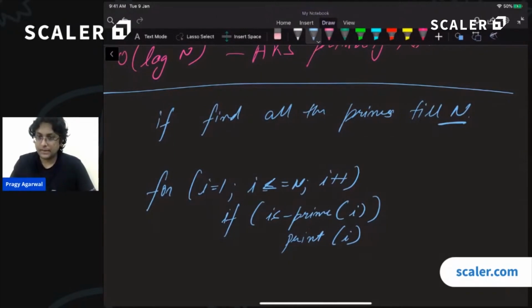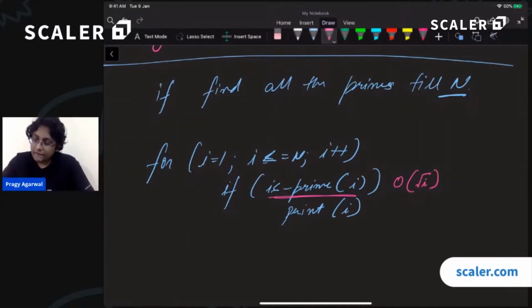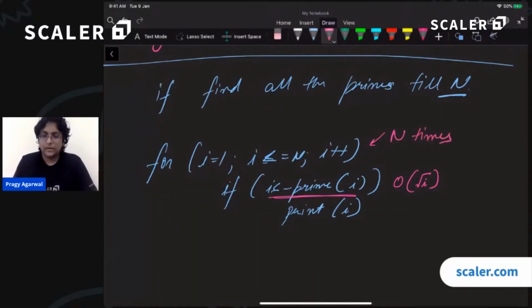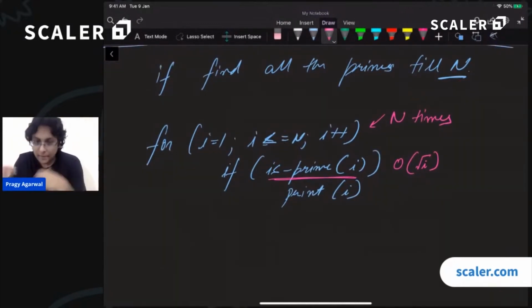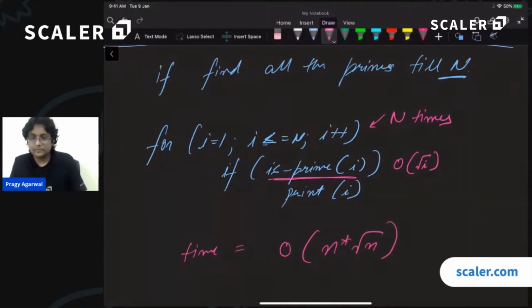Simple enough? How much time will this algorithm take? Well, this isPrime function takes order of square root of i. And we are doing this thing n times. So how much time does it take? The time complexity of this program is upper bounded by order of n times square root of n. It is a little lesser than that, but this is what the upper bound is.